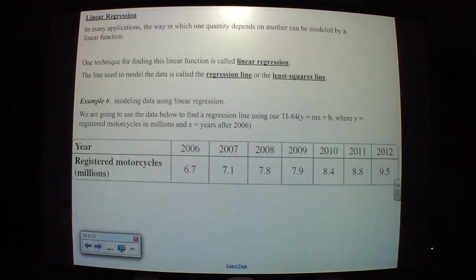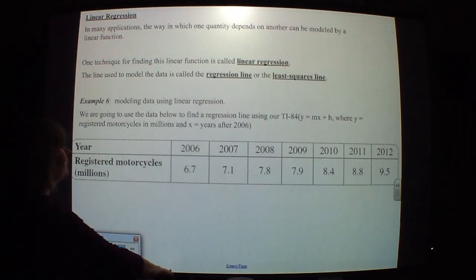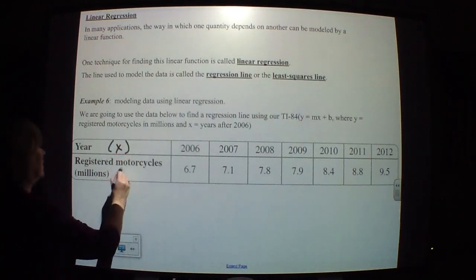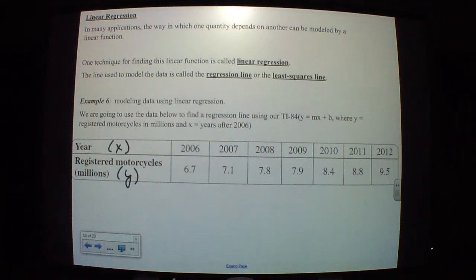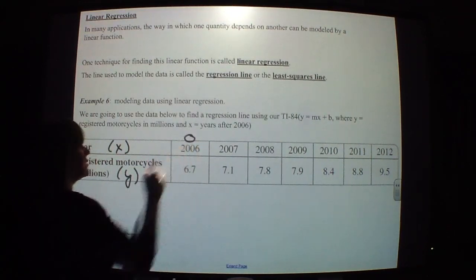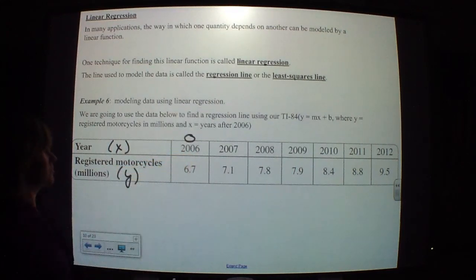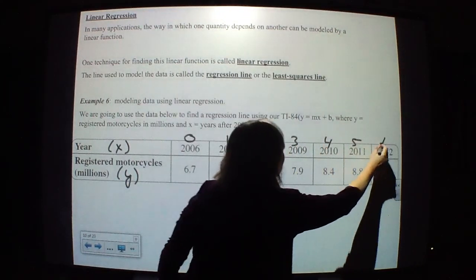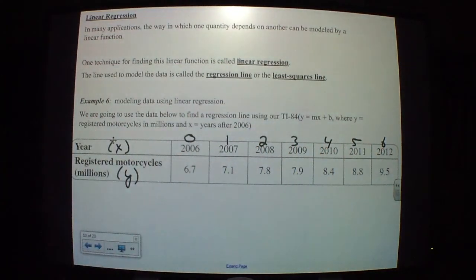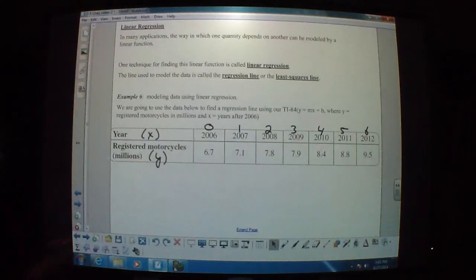So I have some years, 2006 through 2012. And each year I have the number of motorcycles that are registered in millions. So you have to define some x. So this will be my x, this will be my y. But x won't be 2006. I'm going to say the years after 2006. So x will be 0, because this is 0 years after 2006. 1, 2, 3, 4, 5, and 6. So we can put this in our calculator, and find the linear regression line of that.